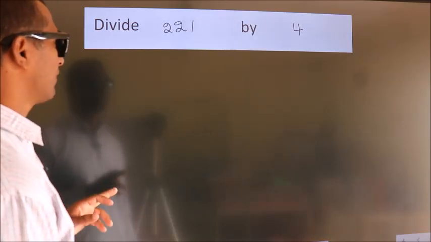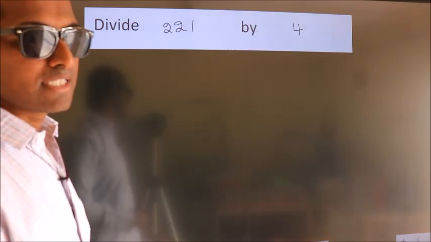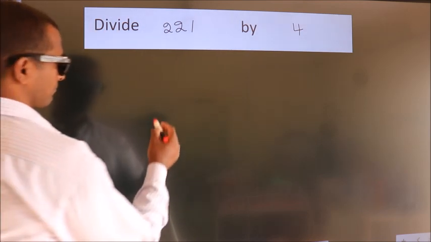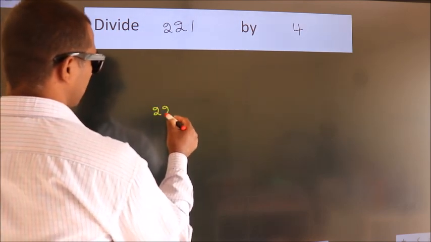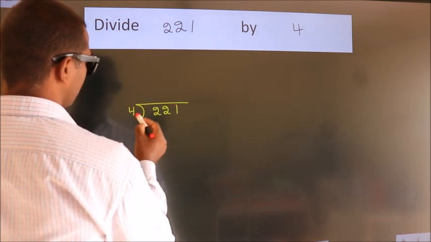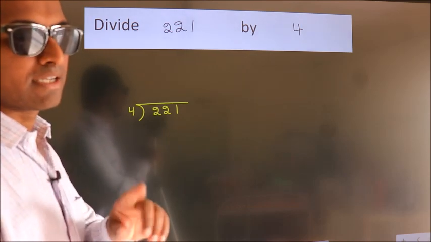Divide 221 by 4. To do this division, we should frame it in this way. 221 here, 4 here. This is your step 1.